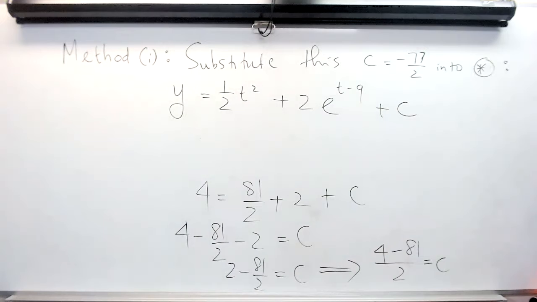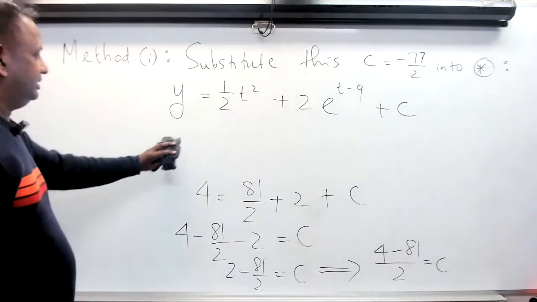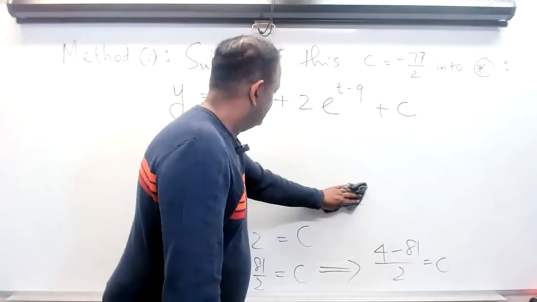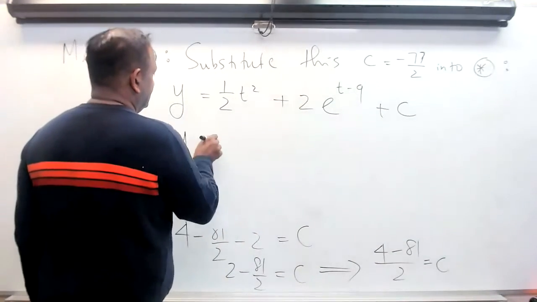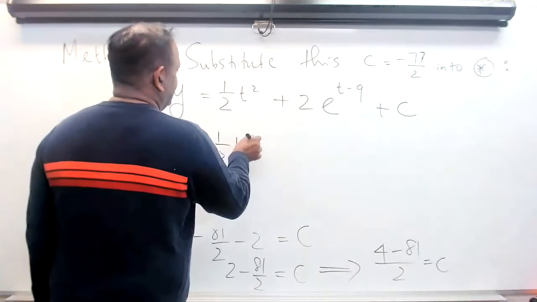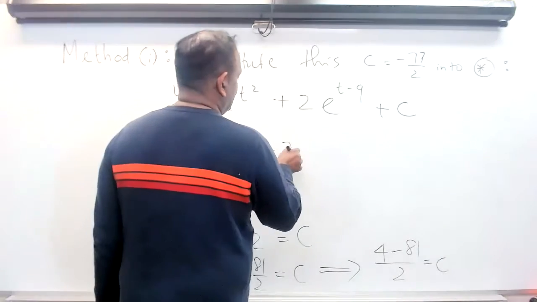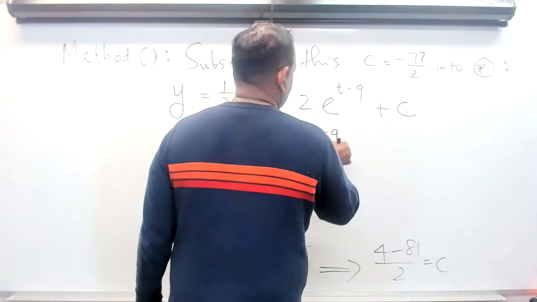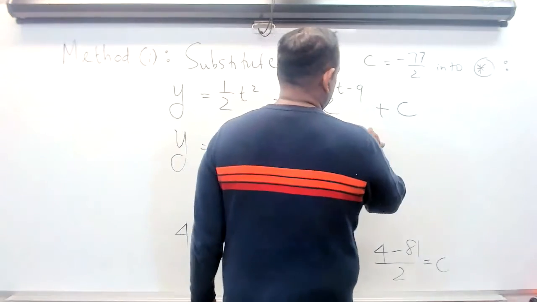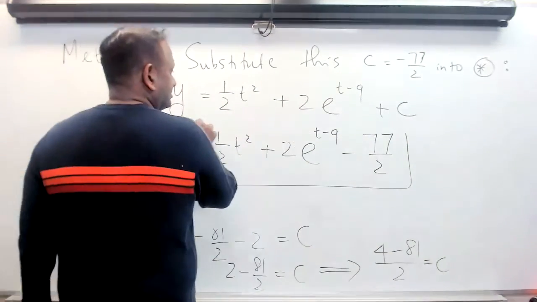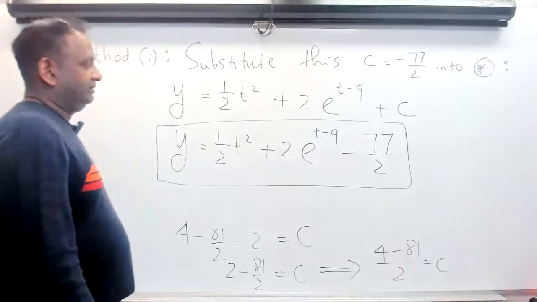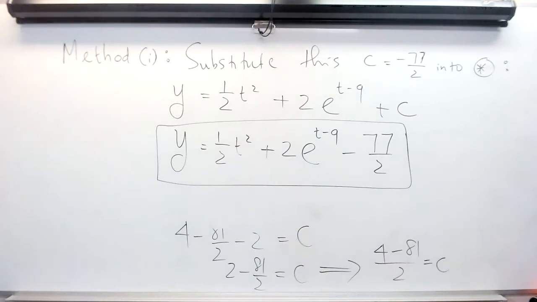Remember? No? Yeah. So then you're going to plug in c. y = 1/2 t squared + 2e^(t-9) - 77/2. See? That's it. Very easy. So just the process.